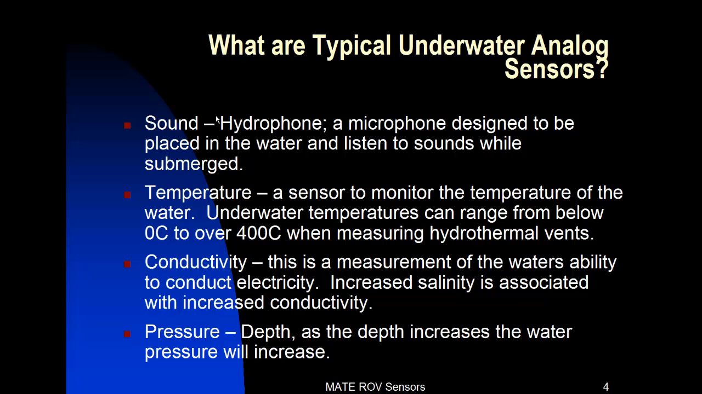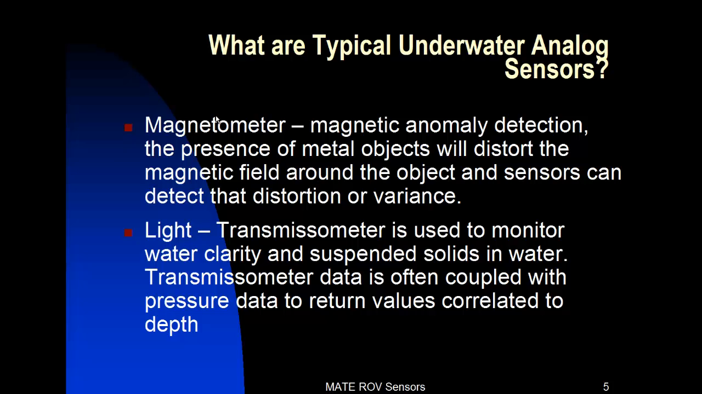Pressure and depth. Obviously here, as the depth increases, the water pressure will increase, and we'll use water pressure sensors and monitor that pressure, and then we convert that pressure to a depth. A magnetometer, a magnetic anomaly detection. The presence of any metal objects underwater will distort the magnetic field around that object, and sensors can detect that distortion or variance. So you'll read values and you can detect and plot those values as you get closer and farther away from that disturbance.